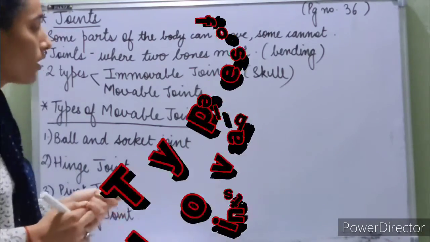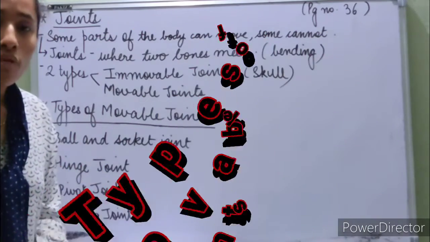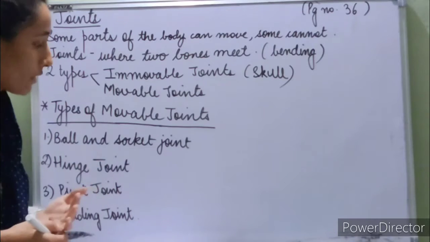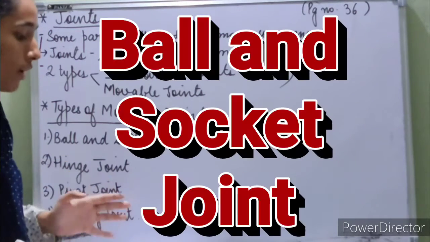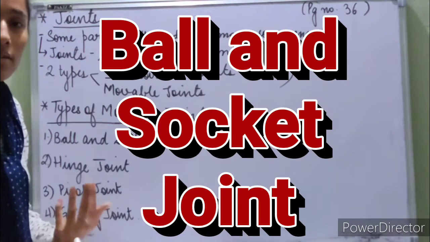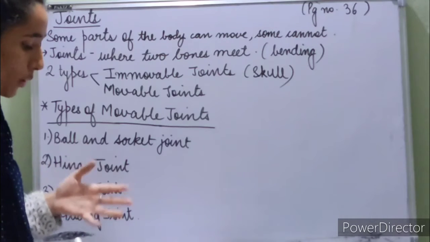So now we are going to learn about types of movable joints. And different movable joints are of different types. So now we are going to learn about that. So the first one is the ball and socket joint. Now can you understand anything when I say the word ball and socket joint?